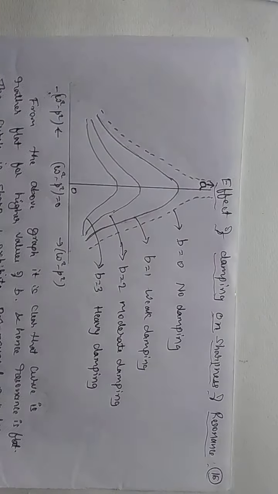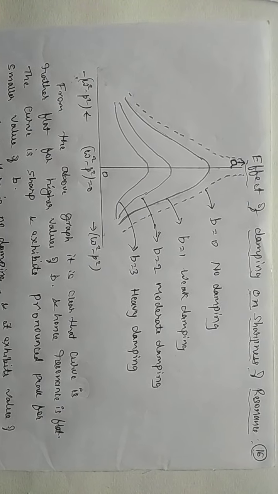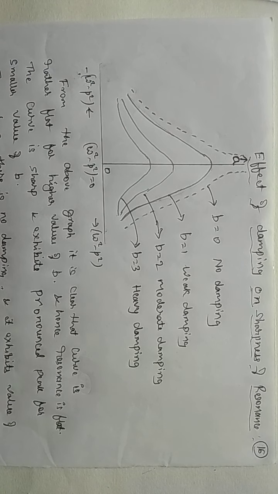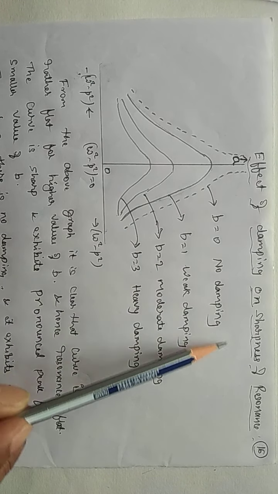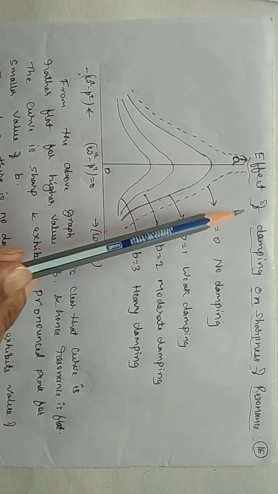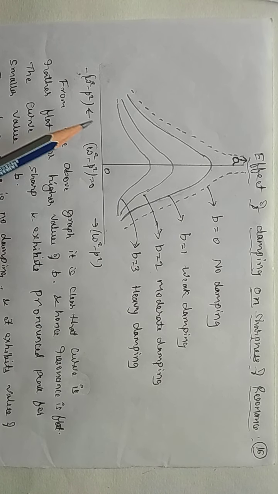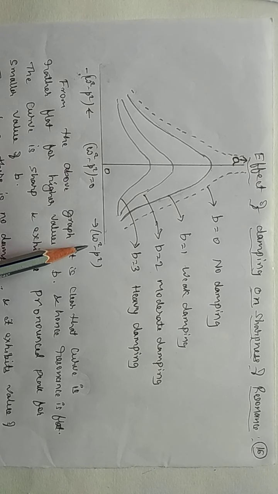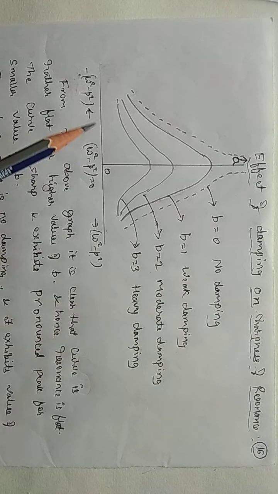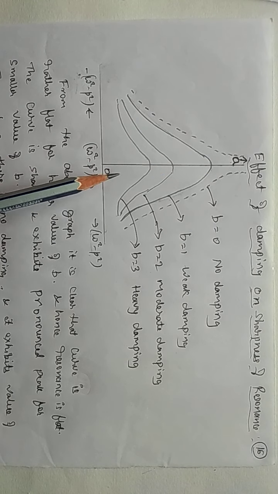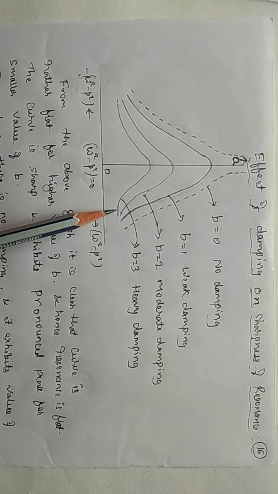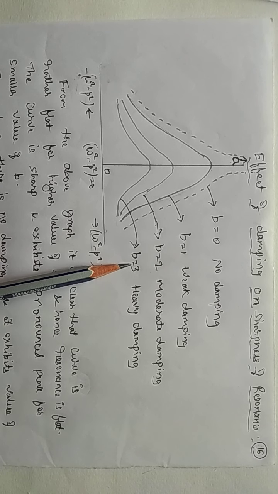Next one is the effect of damping on the sharpness of resonance. The damping factor B, along with the sharpness of the resonance. If you draw the graph of ω² minus p², positive on one side and negative on the other, against the amplitude, such a graph we observe for different damping values.